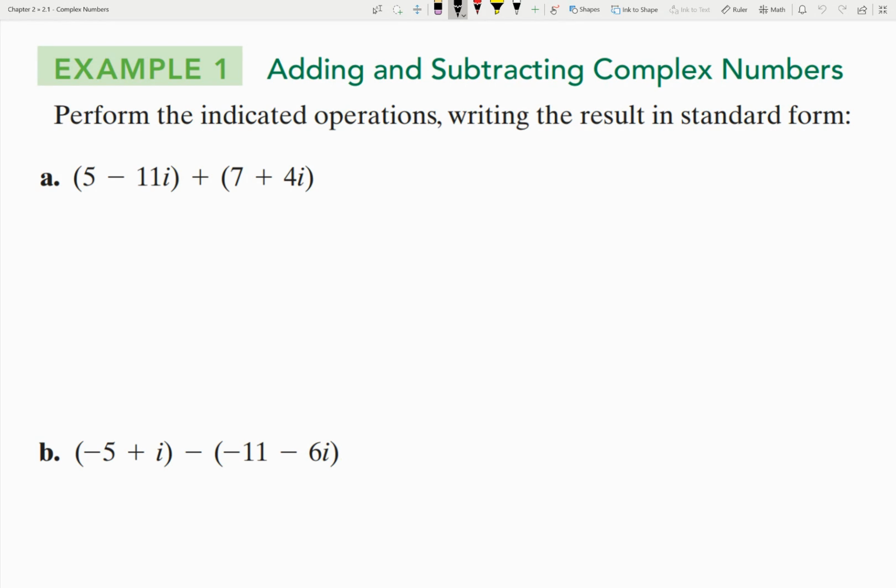So for adding, we're really not going to go too crazy here. If you want to, we can drop the parentheses, because we don't need to have them if we have addition. So this just turns into 5 minus 11i plus 7 plus 4i. I could rearrange and organize them like we did on the previous page. Or I could just say the 5 and the 7 are the real parts. They add together to give me 12. The negative 11 and the 4 are the imaginary parts. They combine together to give me negative 7i. And that's all there is to it.